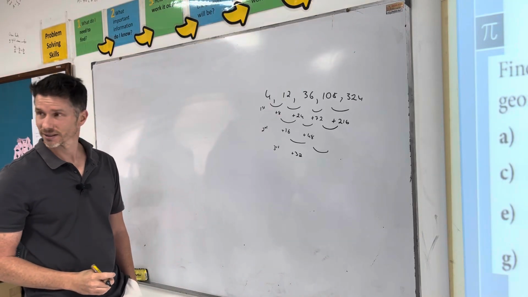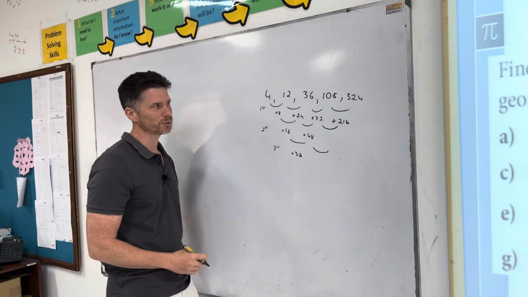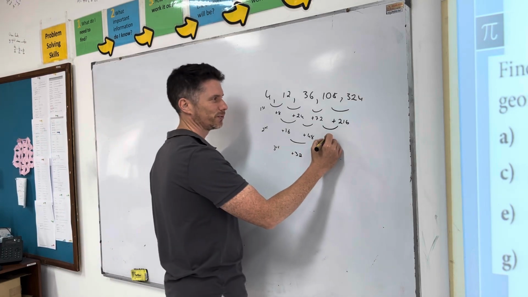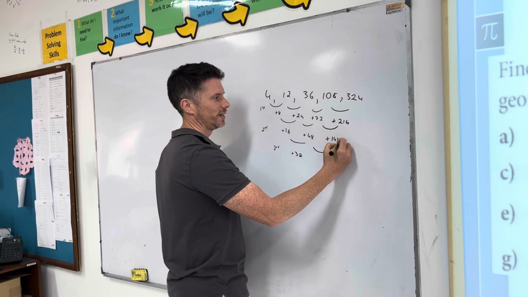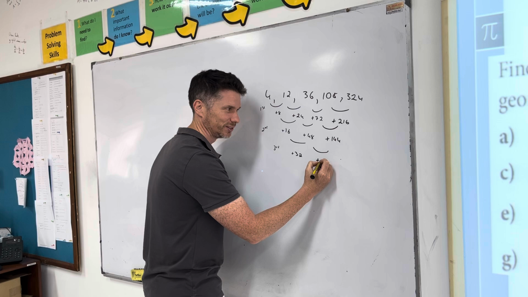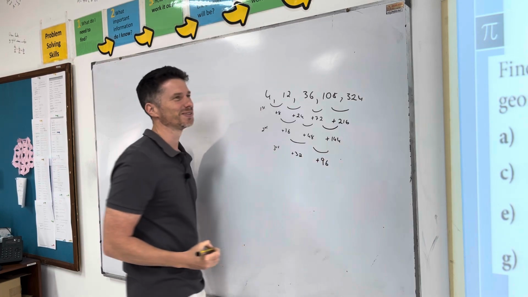72, 100. Anyone? Save me doing it. 28 and 16, 42, 140, 144. Okay, this one should be easier. Should be 96.